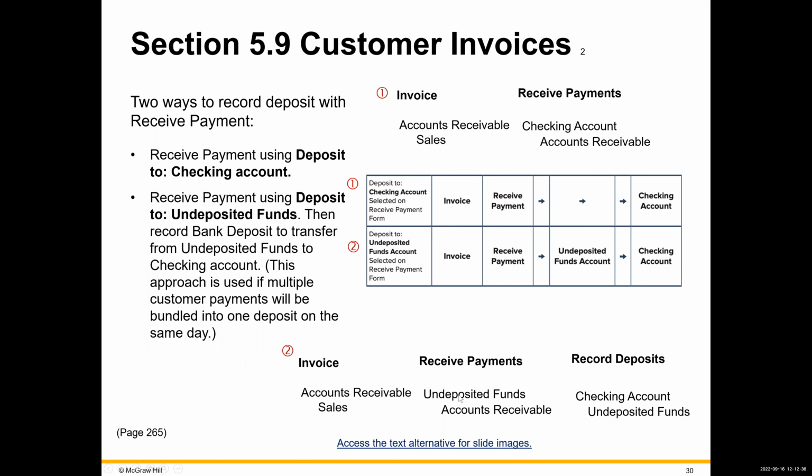So now you're holding this person's check, right? And now you need to march it to the bank to make a bank deposit. So that's what you do. You take it out of undeposited funds and put it in your checking account. Again, undeposited funds is payments to deposit.